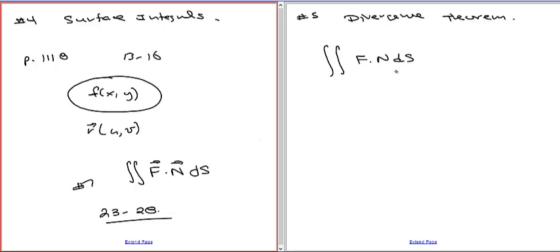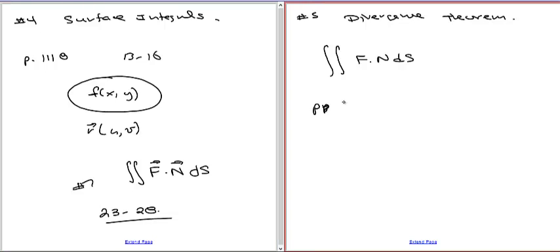Okay, so number 5 is the divergence theorem, page 1127, and 5 through 16. A lot to choose from there. I'm sure we did some of those.